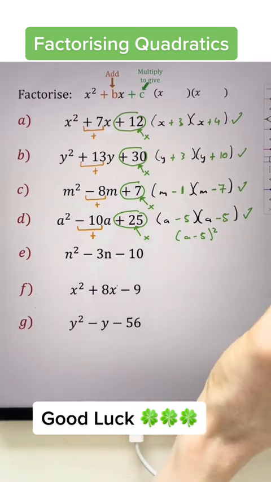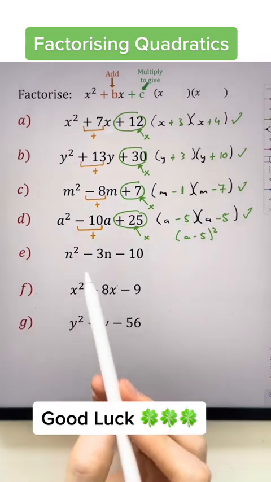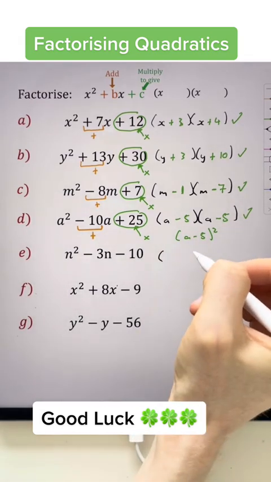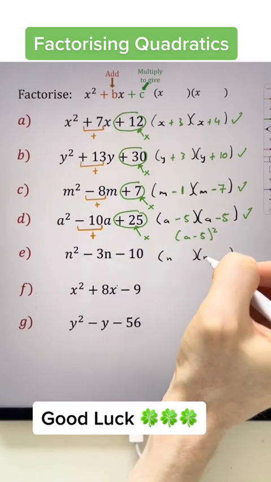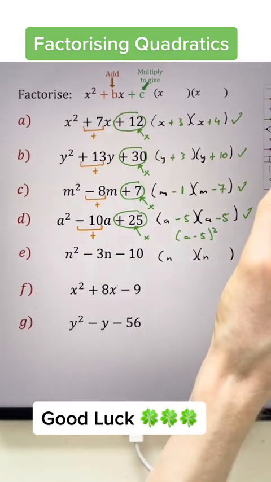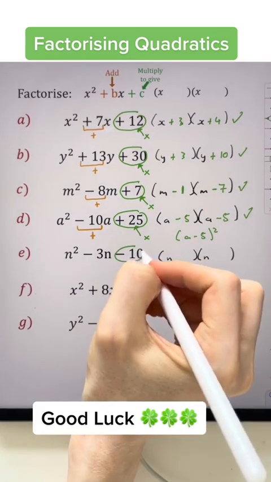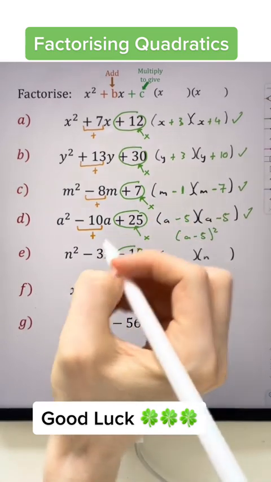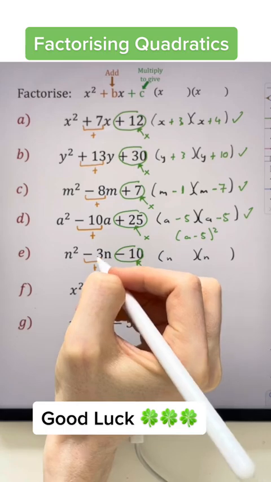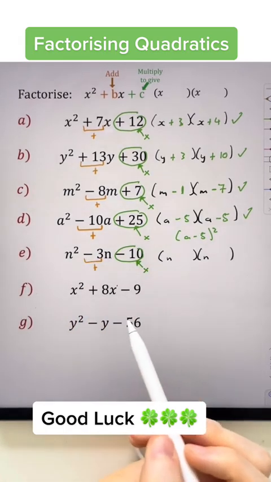For question E, once more I've got a quadratic, 3 terms in terms of n. Therefore it's going to factorise into double brackets. As the quadratic starts n squared, each bracket will start a single n. In this case, I want to find two numbers that multiply together to give us what we call our constant, our number term, which in this case is negative 10, and the same numbers must still add to give us the number in front of the single letter, which in this case is negative 3.